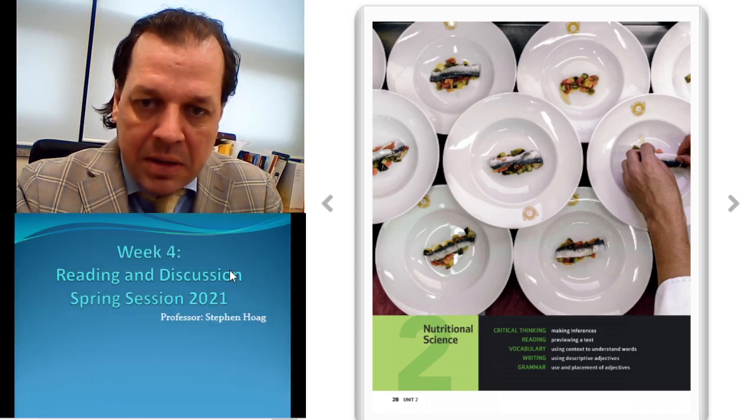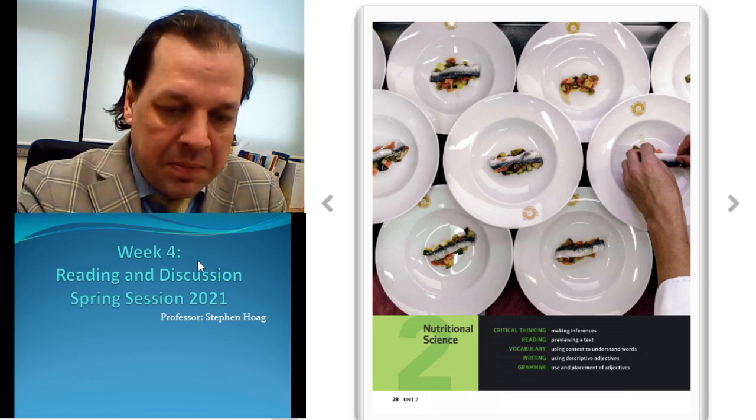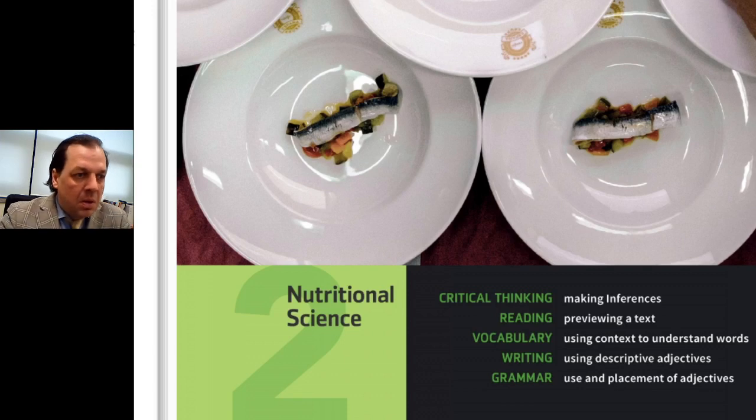Let's go back. Okay, actually just a moment. Alright, this is possibly easier to see. Our first page of Unit 2, it tells us the title, Nutritional Science. Okay, so the science of nutrition. Nutrition just means what's good for you to eat. Okay? And science is a scientific study.